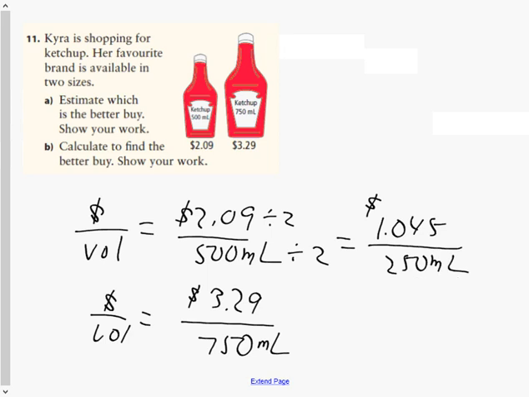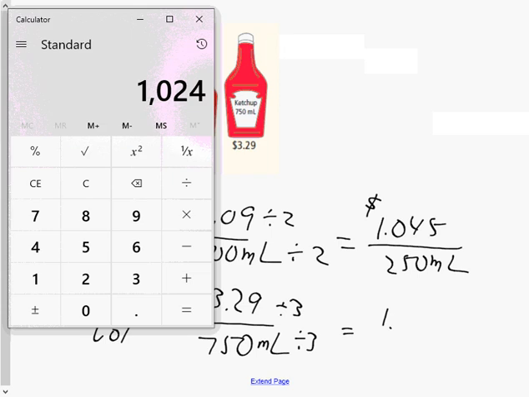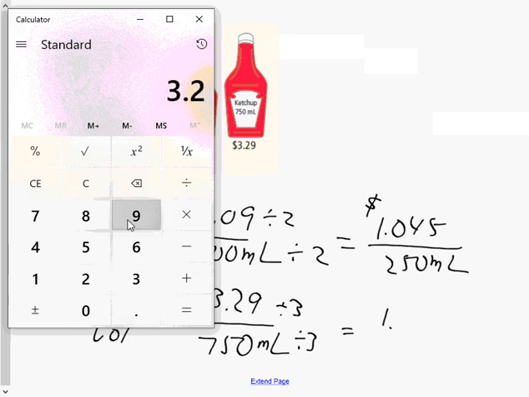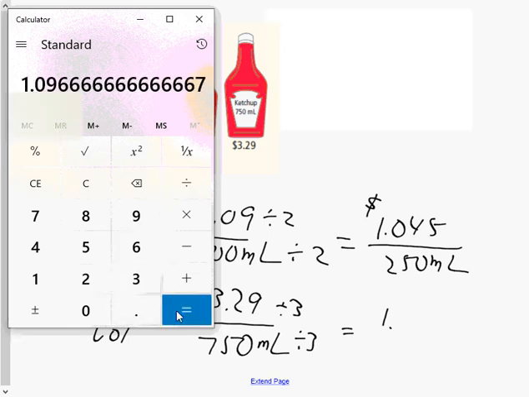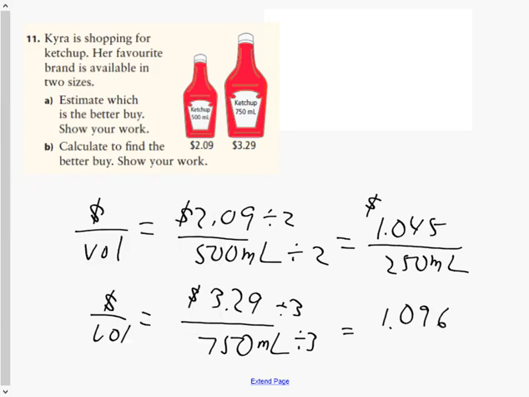That's, by the way, $1.045 right there. Here I'm going to divide by 3, and that's going to be a dollar. Uh-oh, I think it's a repeating decimal. $1.096 repeating per 250 mils.